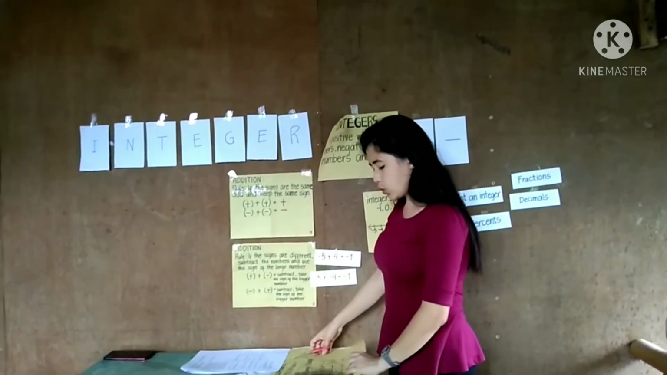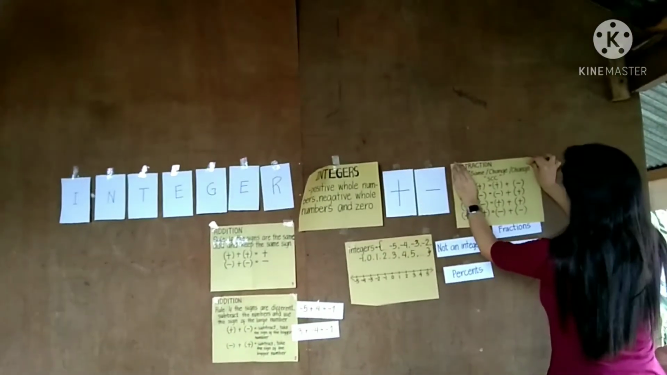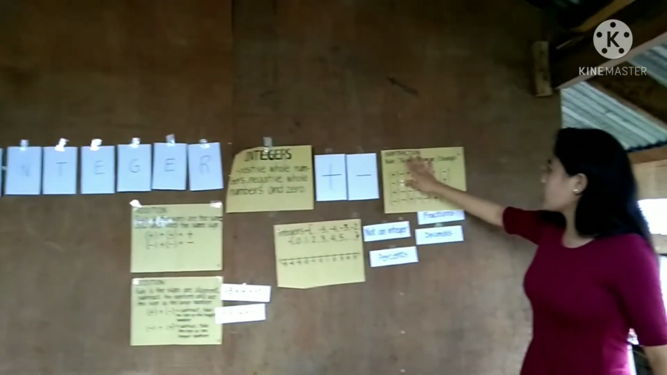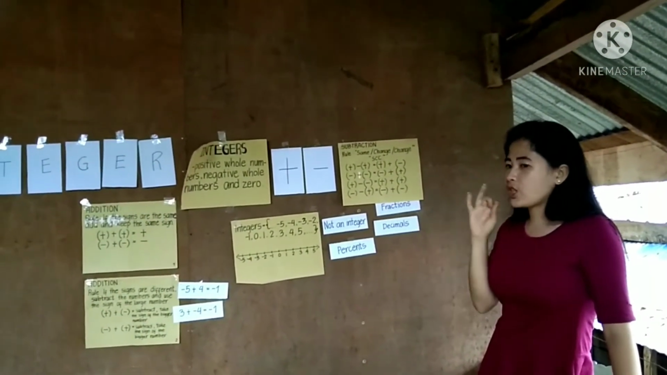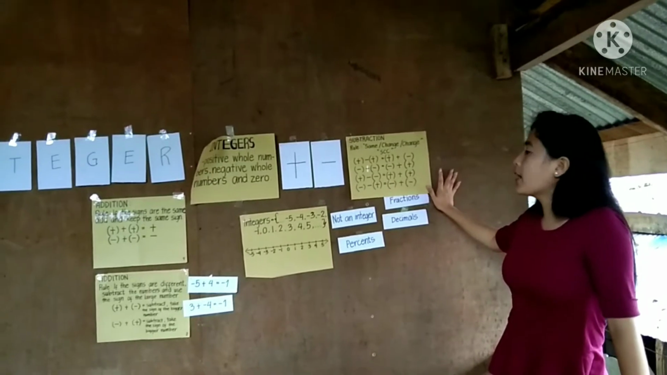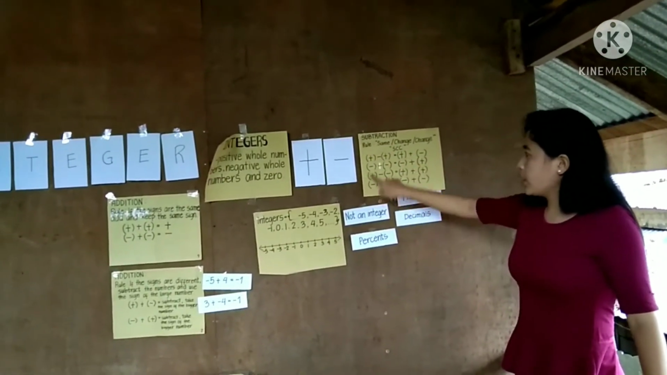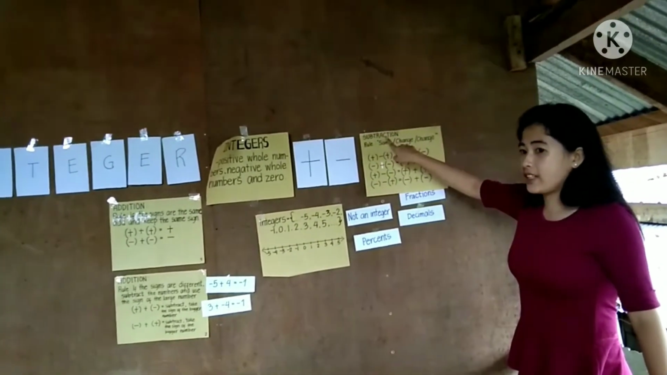Now, let's proceed to subtraction. But I made it more easier for you. So, the only rule in subtraction is SCC. Same, change. So may meaning ana, ma'am. The first number, you copy or you will stay it the same.